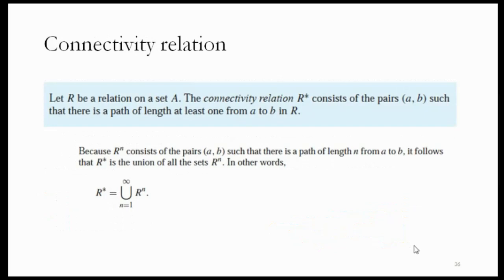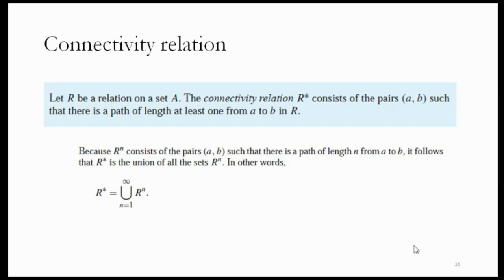Let R be a relation on a set A. The connectivity relation R star consists of the pairs (A, B) such that there is a path of length at least 1 from A to B in R. In the first iteration, there should be at least one path. In the second iteration, at least two paths, that is from 1 to 2, 2 to 3, and 1 to 3. In the third iteration, there should be 3 paths. As the number of iterations increases, the possible paths will also increase.